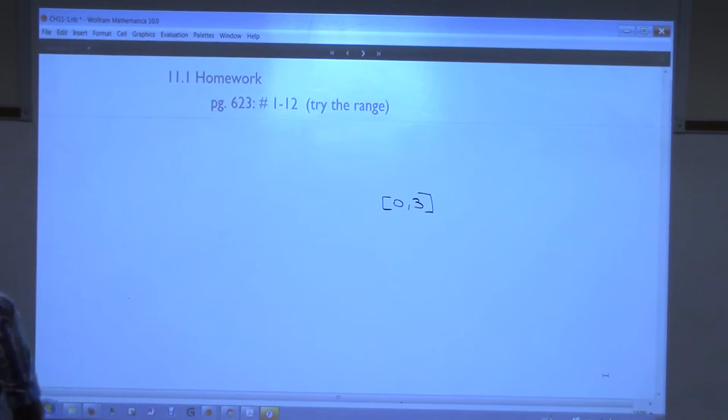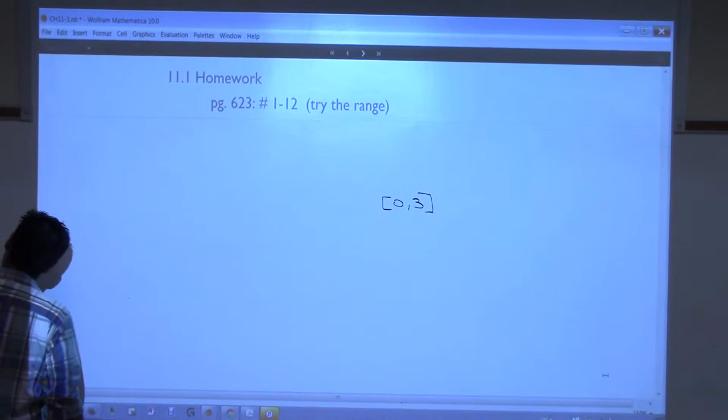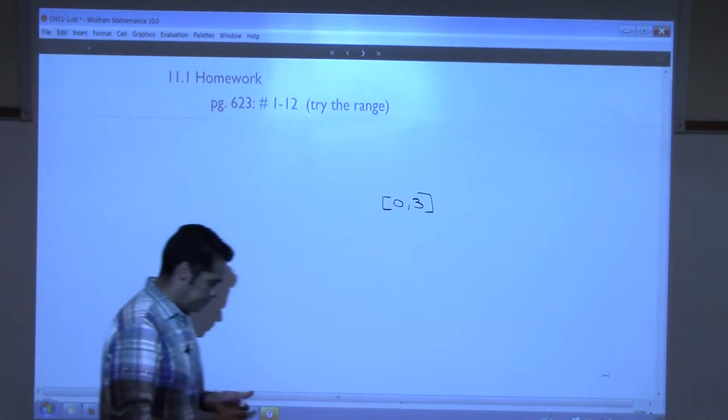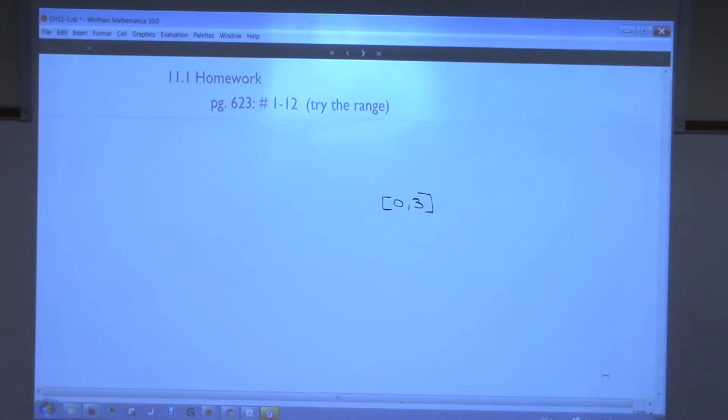Page 623, 1 through 12, and I put try the range. If you get hung up on range, don't worry too much about it. Moving on to 11.2.